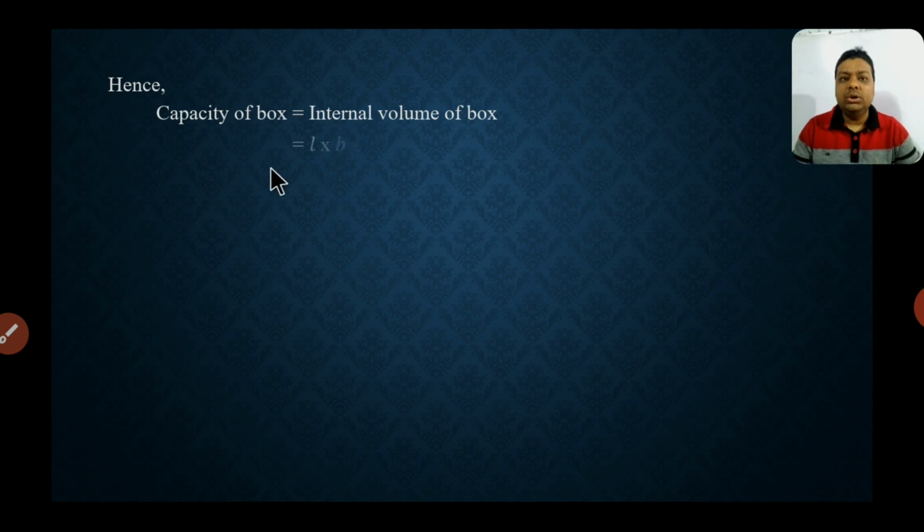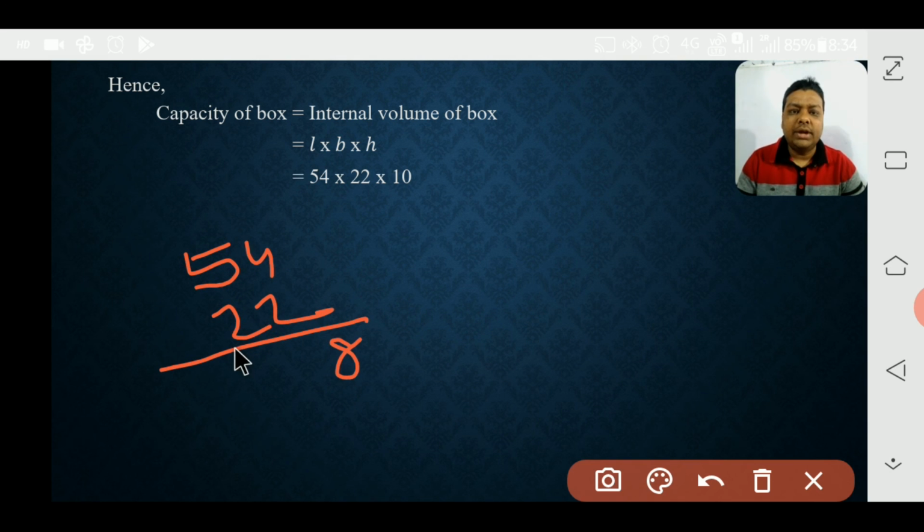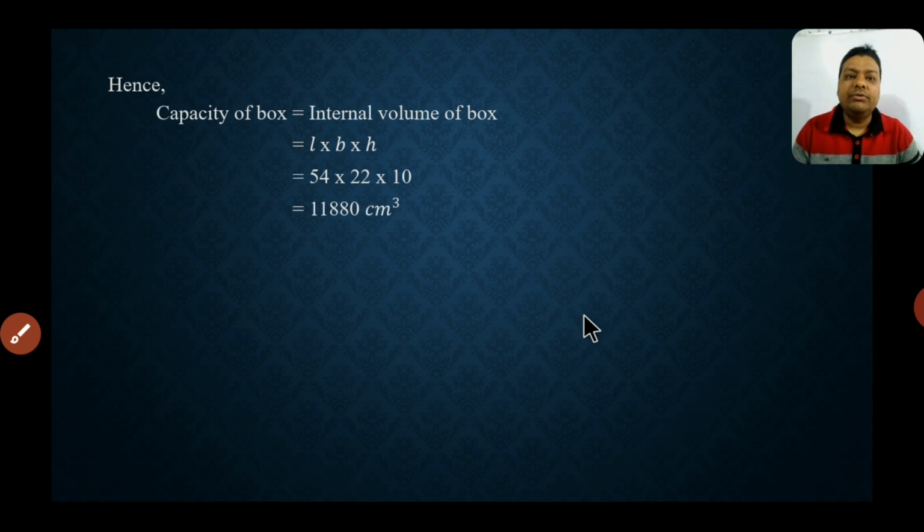Now if we multiply these three, then we can get the capacity of box. Hence we can say that capacity of box will be the internal volume of box. So L into B into H, the values we have got, we will multiply. At first let's multiply 54 with 22. It will be what? 4 2s are 8, 5 2s are 10, 1188, with 0, 11,880 will be the capacity of this box.